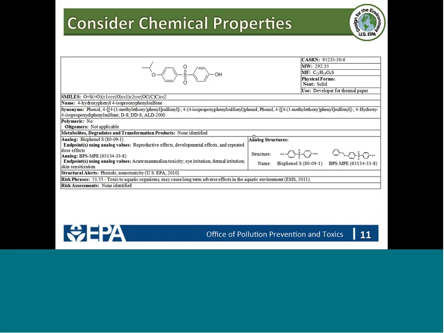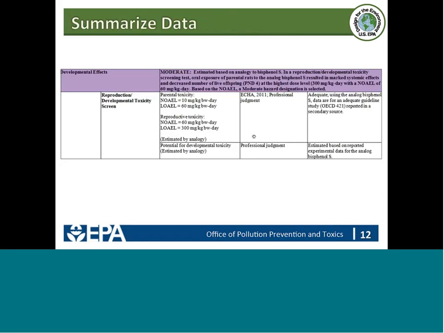So we really try to take a holistic look at the chemical that we're evaluating. We then provide three levels of information to stakeholders. On this page, this illustrates two levels of information. We provide a summary of the available data, including the reference and some notes about data adequacy. In the purple, we provide a summary statement that captures our assessment of that level of hazard concern based on the available data, models, analogs, et cetera.